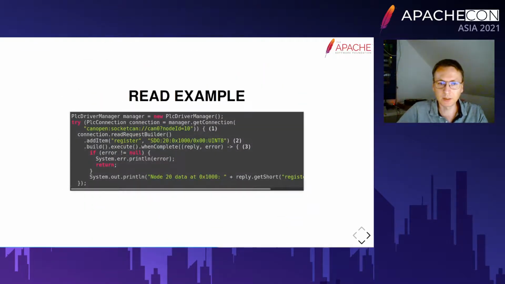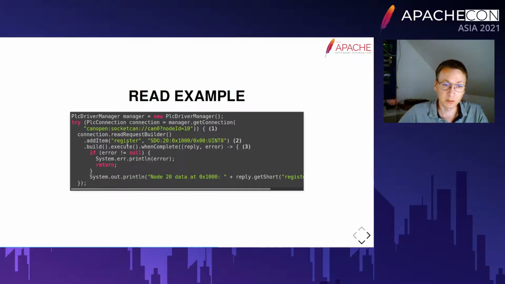This is an example of how to call the driver and retrieve the data over CANopen. Here you can see a connection string which specifies the driver, the transport, the interface name, and also some driver or transport specific options. The node ID in this case goes to the CANopen driver. Then we construct a read request and add the field.